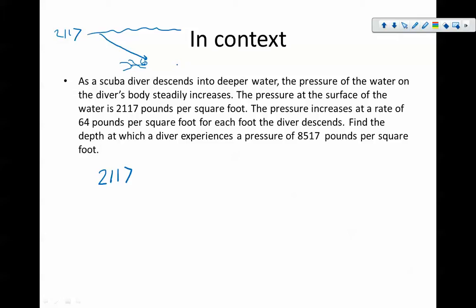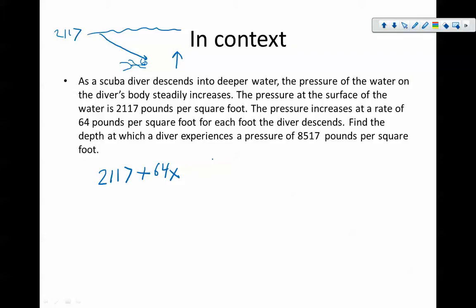As he goes down, the pressure increases. So like the pressure is being caused by the water being on top of you. So that pressure is going up. So for every foot he goes down, we are adding pressure. In other words, we're taking 64 pounds per foot, and I don't know how many feet down we're going, so that I can just represent that with an x.